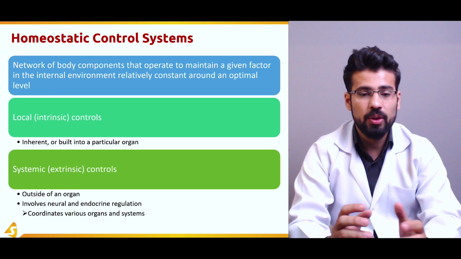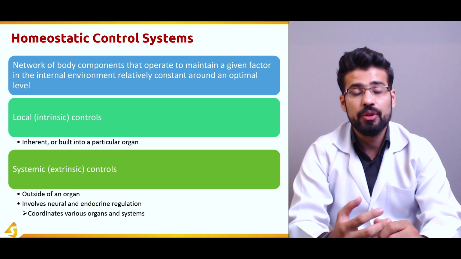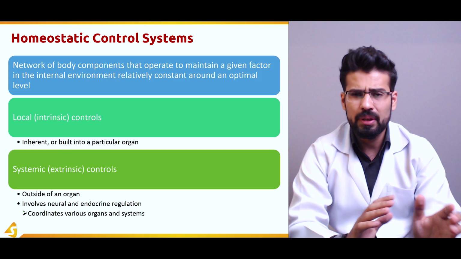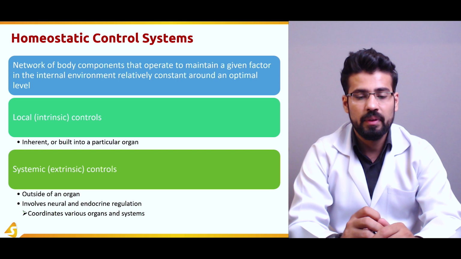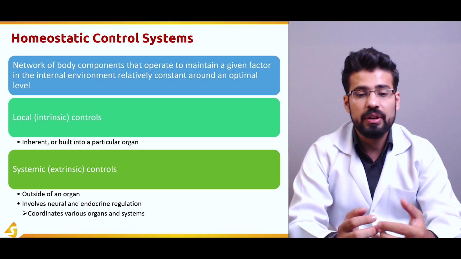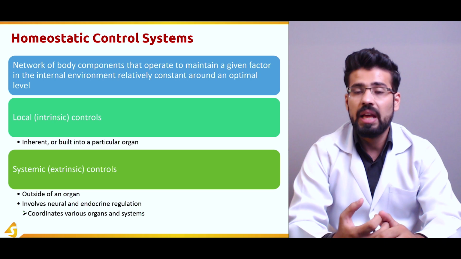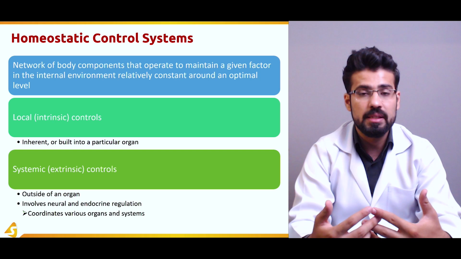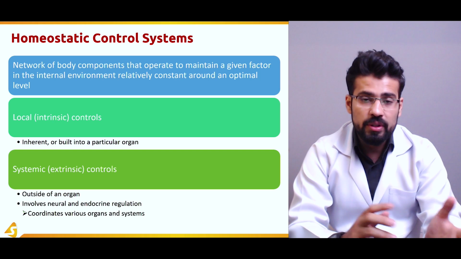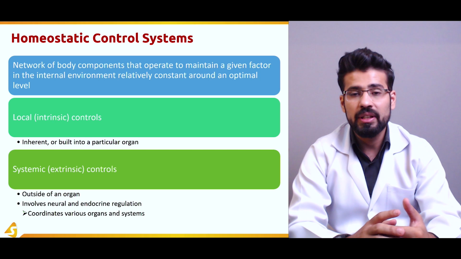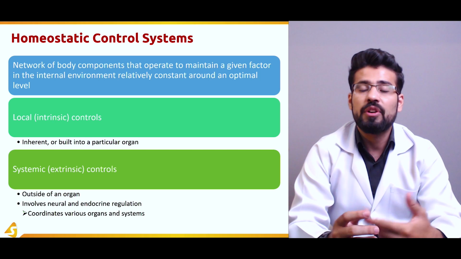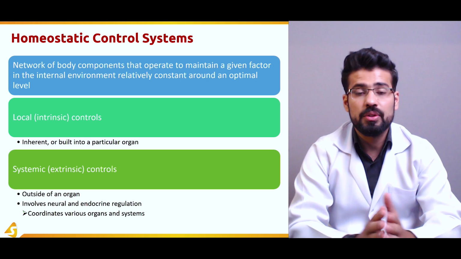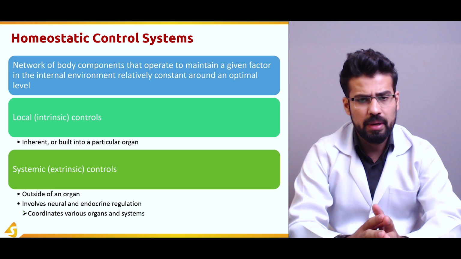Now there are specific local controls, which are inherent. They are built from inside and are particular to a specific organ. Then there are other types of controls, the systemic or extrinsic controls, which are outside the organs instead of inside. They include majorly the endocrine regulation and the neural regulation from the nervous system and the hormonal systems. And both of these systems coordinate in a very synchronous manner.